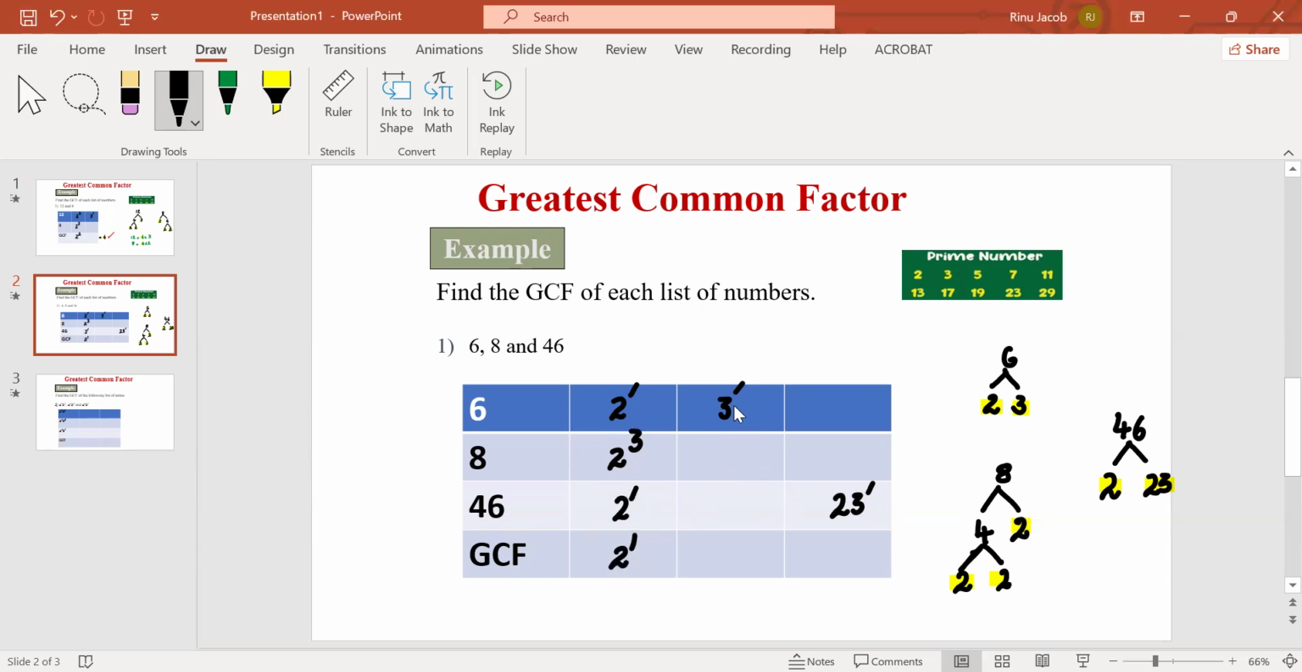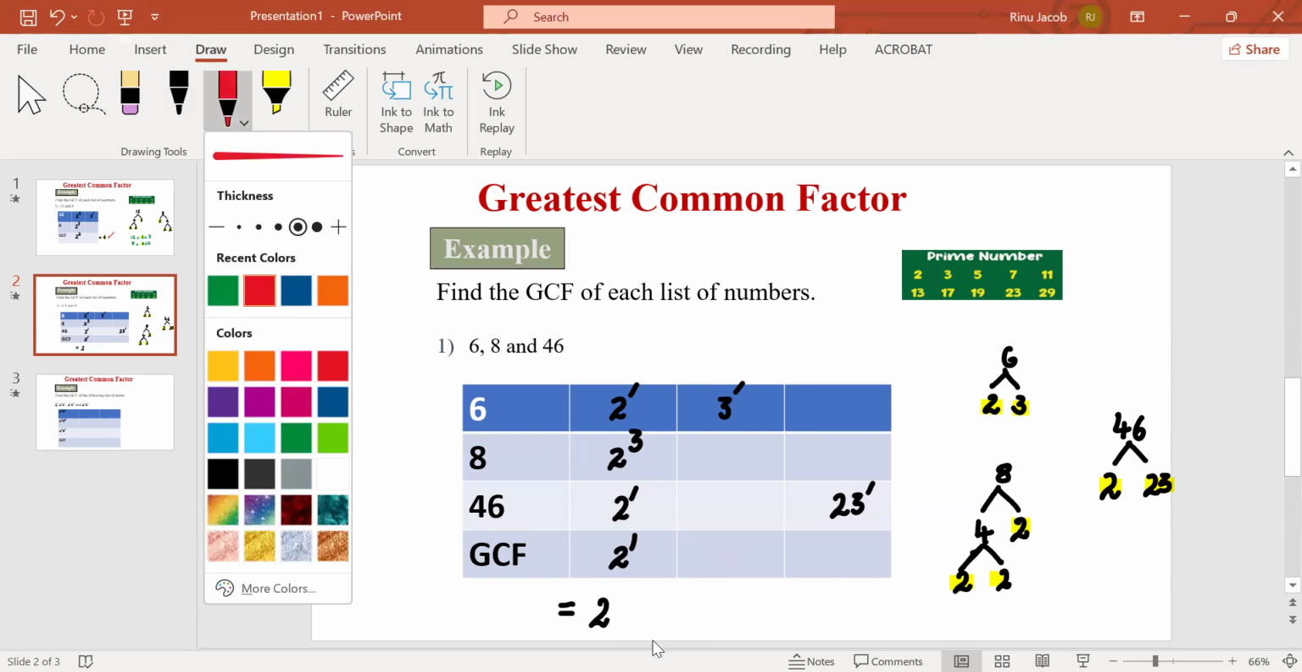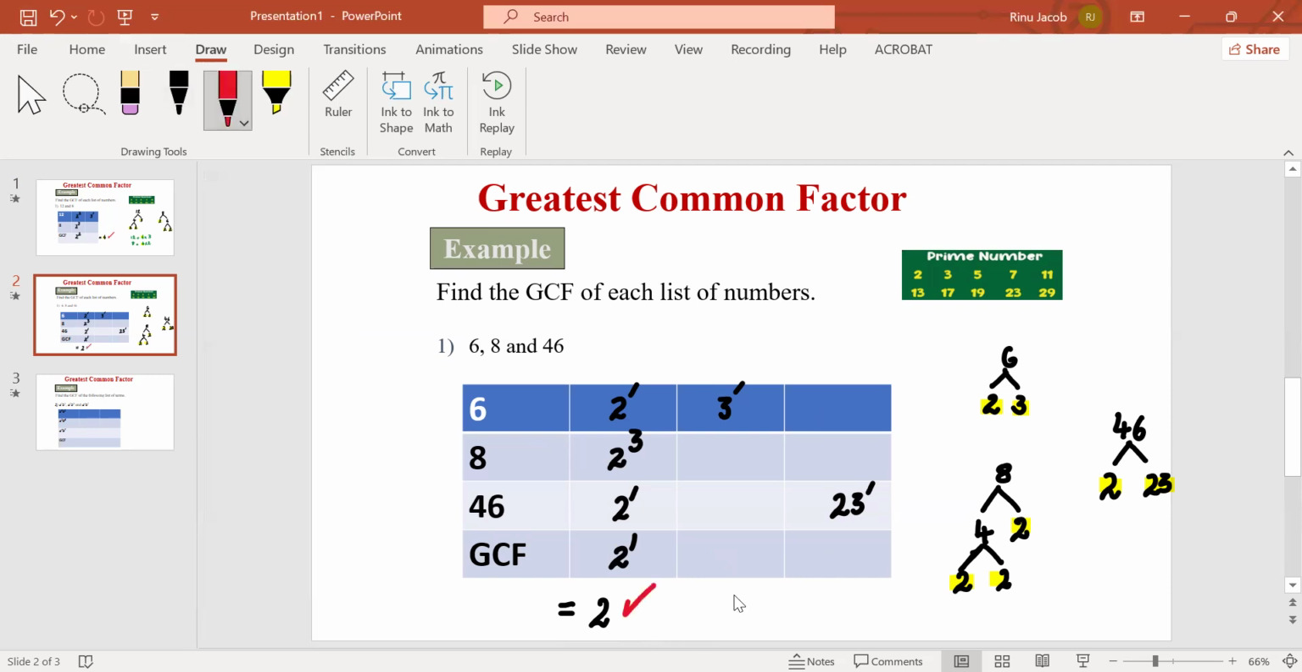There is 3 here, but for 8 and 46, 3 is not a factor. So we can't take it down. Similarly, for 6, 8 and 46, 23 is not a common factor. So I cannot take 3 as well as 23 as our GCF. So your final answer is 2 to the power 1, which is 2. I hope it is very clear.